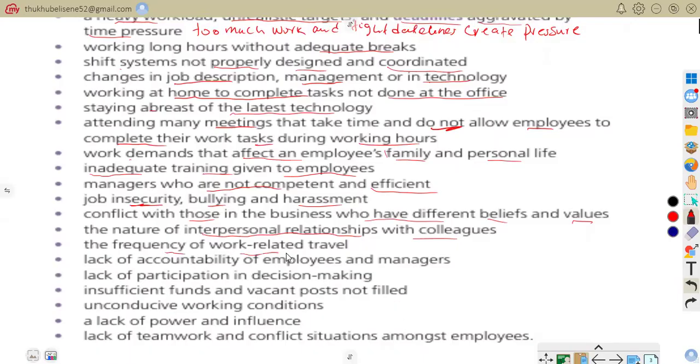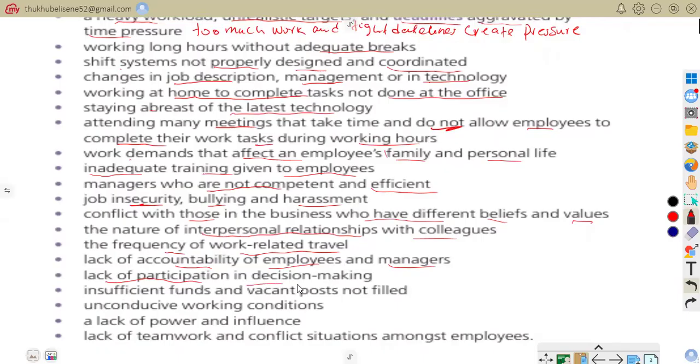The frequency of work-related travel. Here we're talking about frequent work travel. Traveling often can be tiring and disruptive. Weekly business trips away from home are tiring and stressful. That is that. Lack of accountability of employees and managers. Meaning when people don't take responsibility, others feel pressured. One worker must fix others' mistakes, and that creates stress.